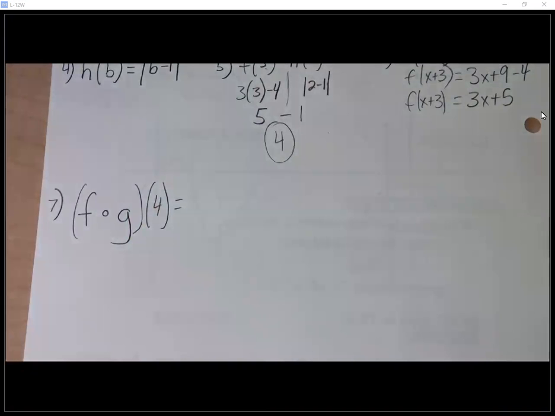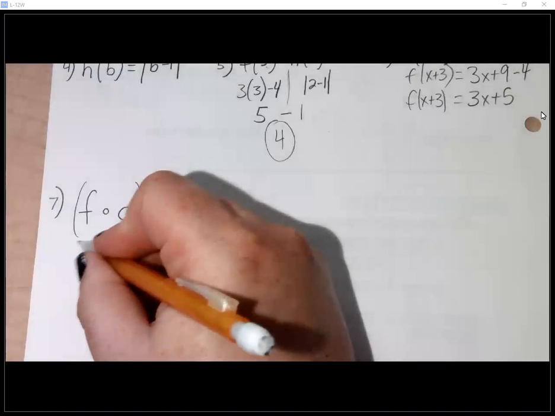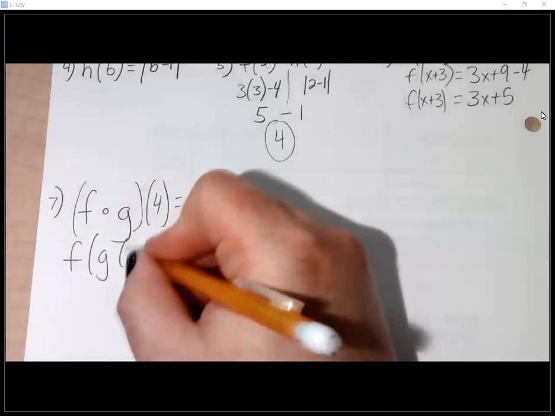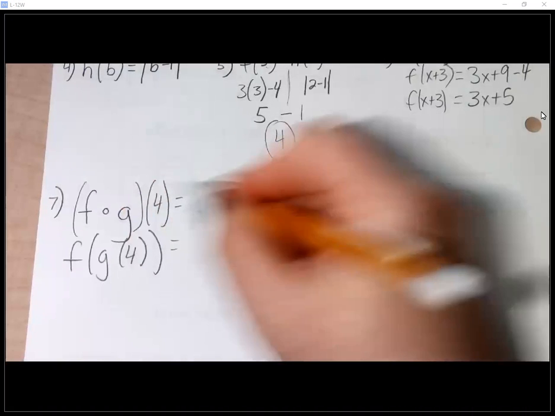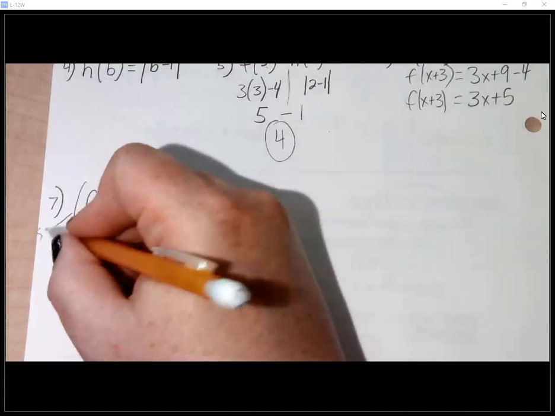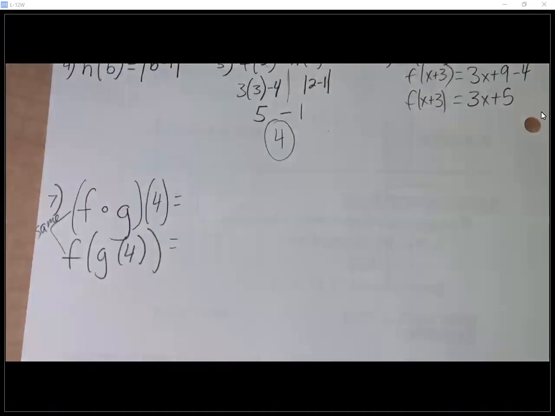This notation can also be written another way. You can also write it like this, f of g of 4. So these two things are the same. You need to be comfortable with both ways of writing this because you never know what form it's going to be presented in, but they mean the same thing. That little tiny O isn't really an O at all. It's kind of an operator.